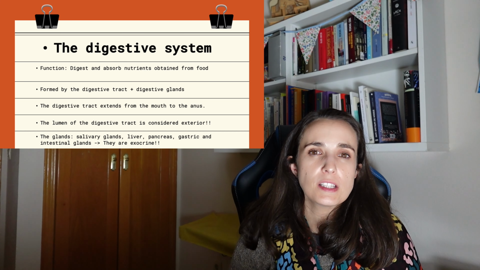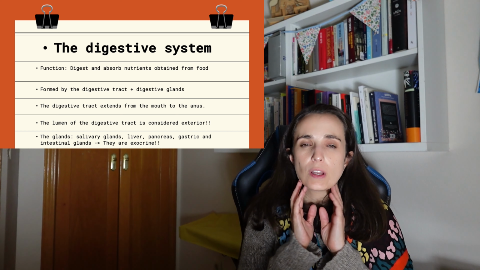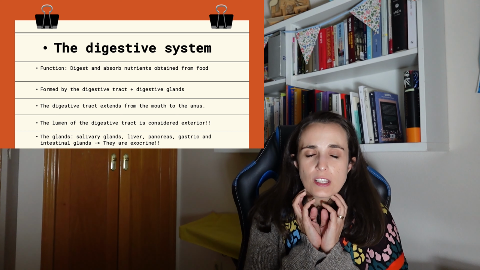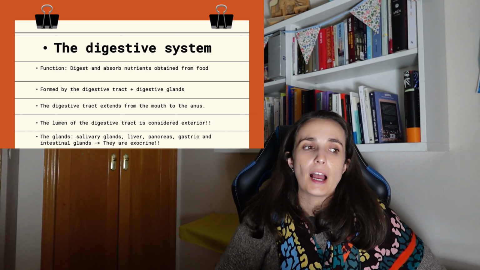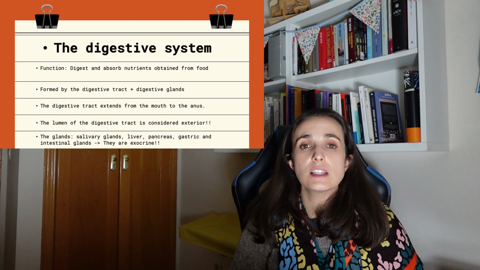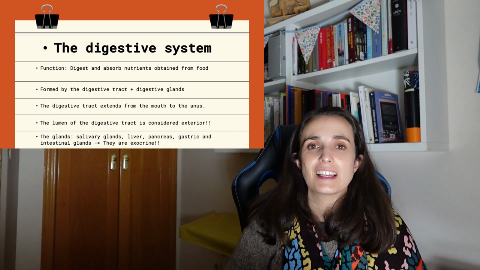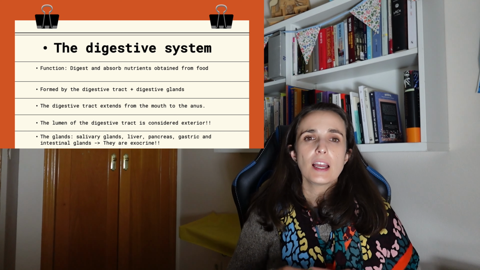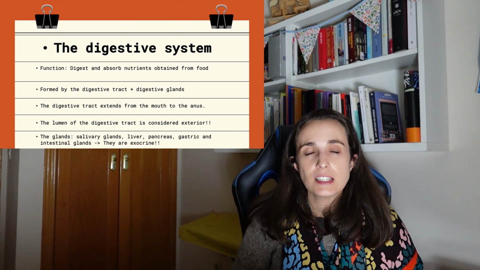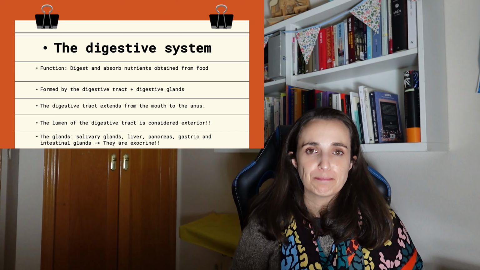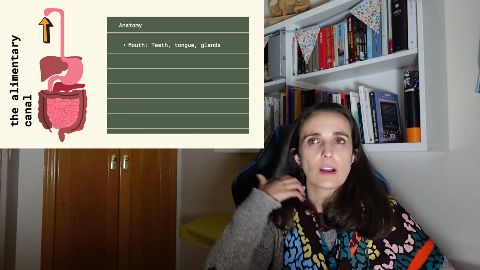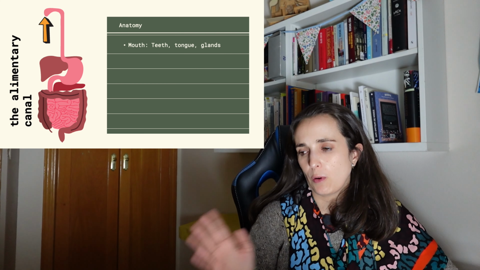And which type of glands do we have? We have the salivary glands for the saliva, the liver and the pancreas, some gastric glands in the stomach, and the intestinal glands in the intestines, okay? So now let's see each part one by one.